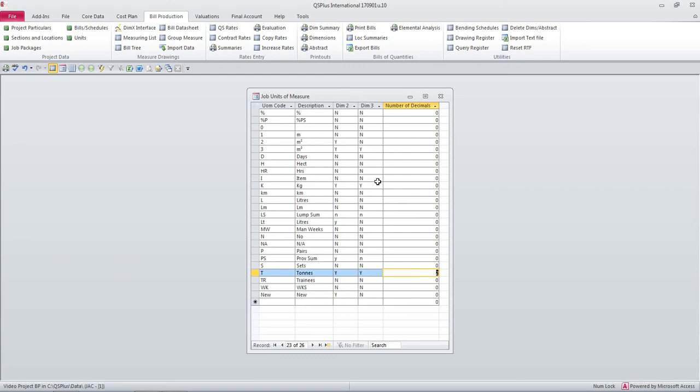And there is a way where you could take an item, let us just say an item which is a square meter item, and later on in your bill you can say, for just this description, I want it to show me 2 decimal places, and we'll get to that a little bit later.